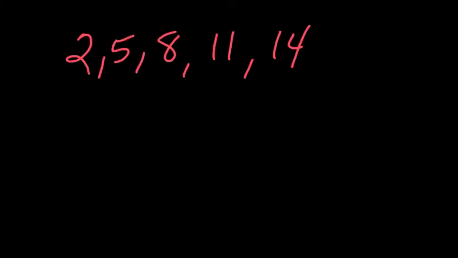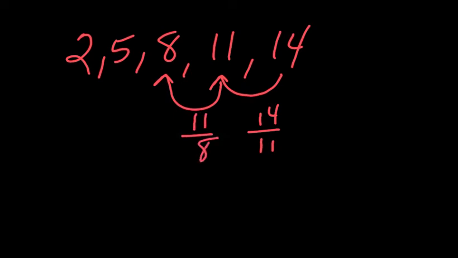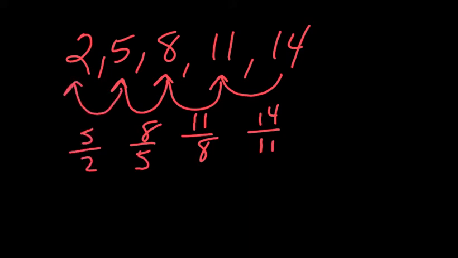Okay, let's see if this one has a common ratio. 14 divided by 11. That's 14 over 11. 11 divided by 8, 11 over 8. 8 divided by 5, 8 over 5. 5 divided by 2. You see anything in common there? No, so this is not a geometric sequence.